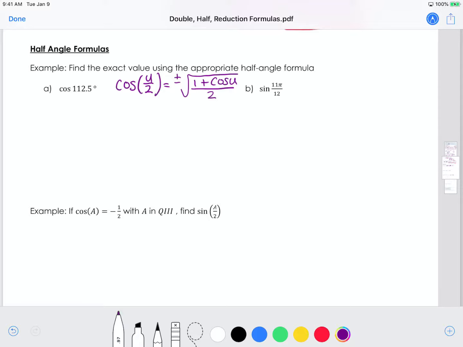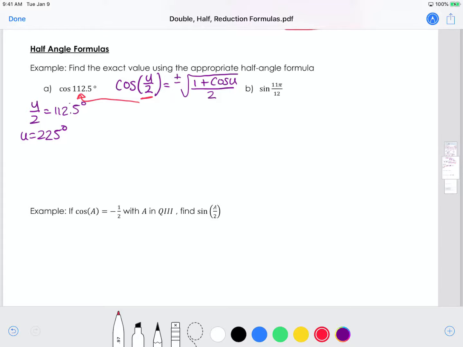So in order for u over 2 to be equivalent to 112.5 degrees, that means u is going to have to be 225 degrees, because I would multiply both sides of that equation. U over 2 is equal to 112.5. I would multiply both sides by 2 and I would get the angle u is 225. So half the angle is 112.5.